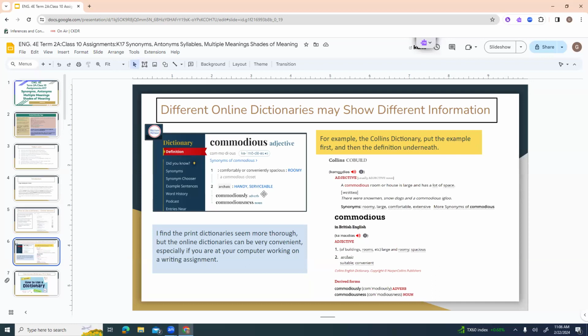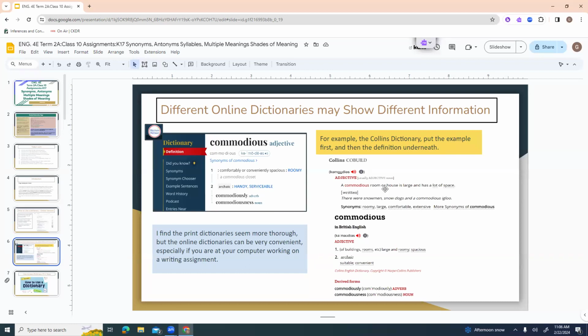And then it shows you some of the other forms based on the base word here. Commodiously, commodiousness. Those are both kind of awkward. I don't think they get used very often, but they're there.